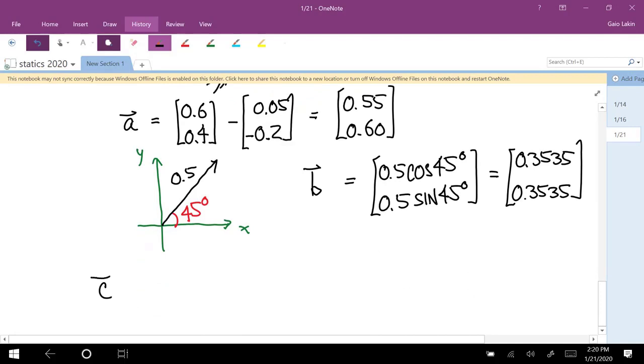And so now the vector that we want, C, is 0.55 plus 0.3535. So that is 0.9035 for X and 0.9535 for Y.